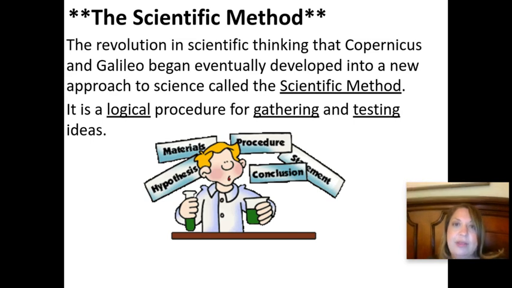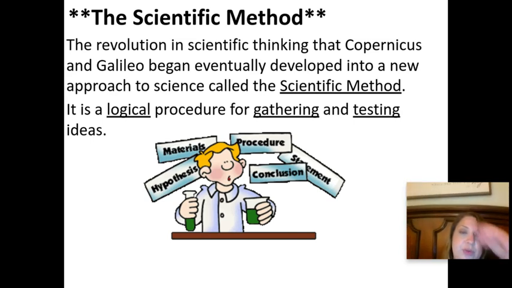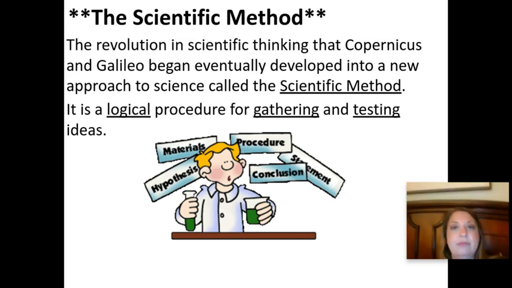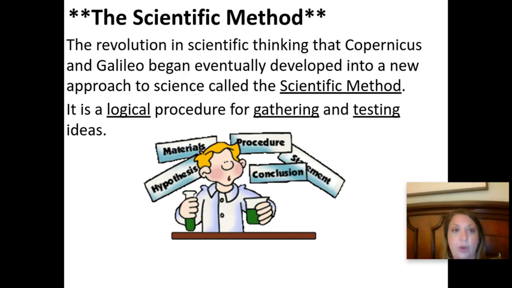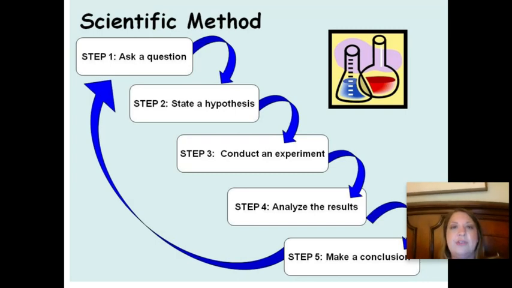Okay. So one of the things that Galileo used to prove that the heliocentric model was correct is called the scientific method. And you may have heard of this or even used it in some of your science labs, right? It's a step-by-step process in order to test a hypothesis, gather data, and answer a question. Okay, a logical procedure for gathering and testing ideas.